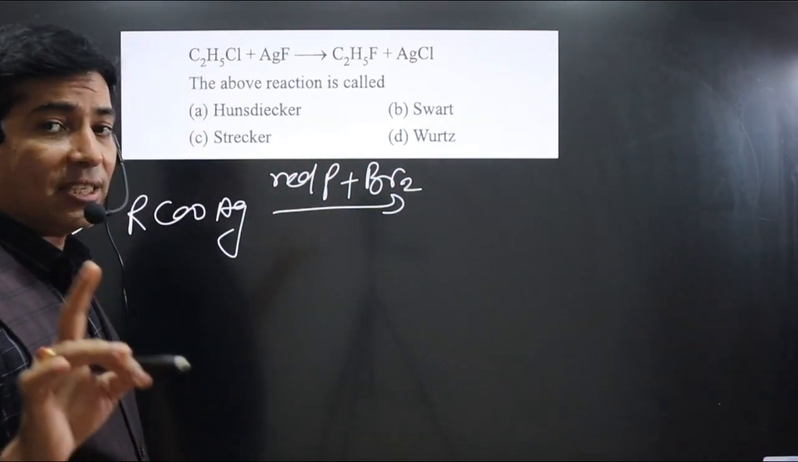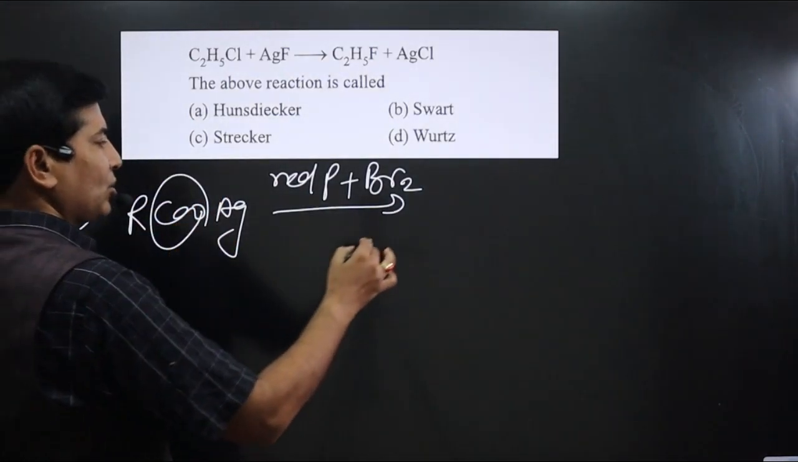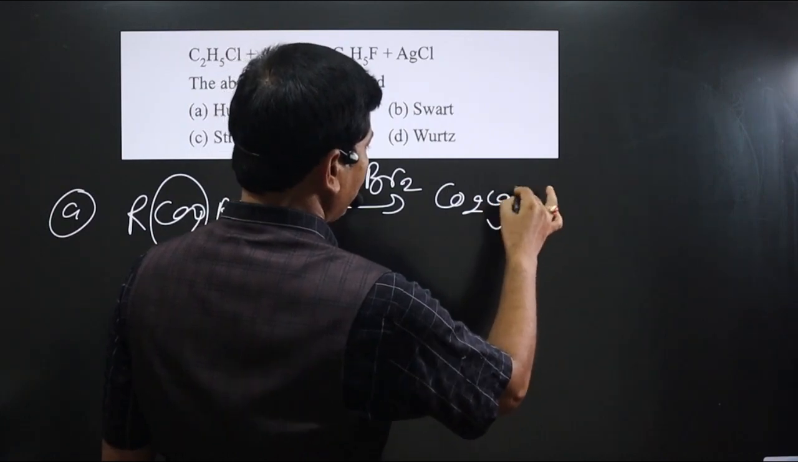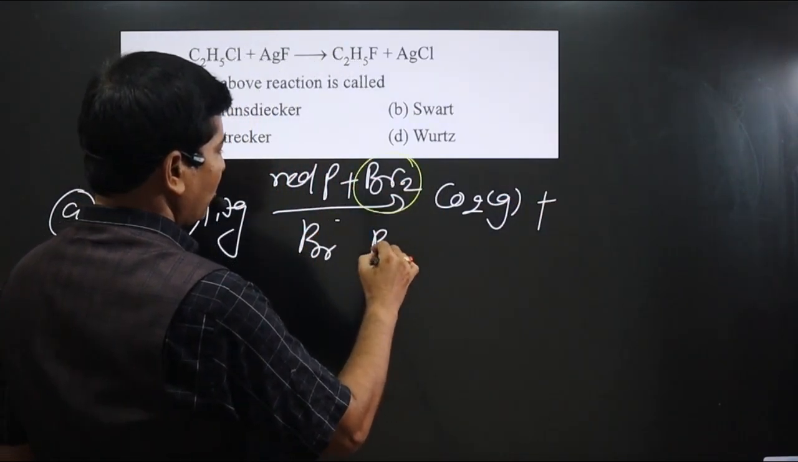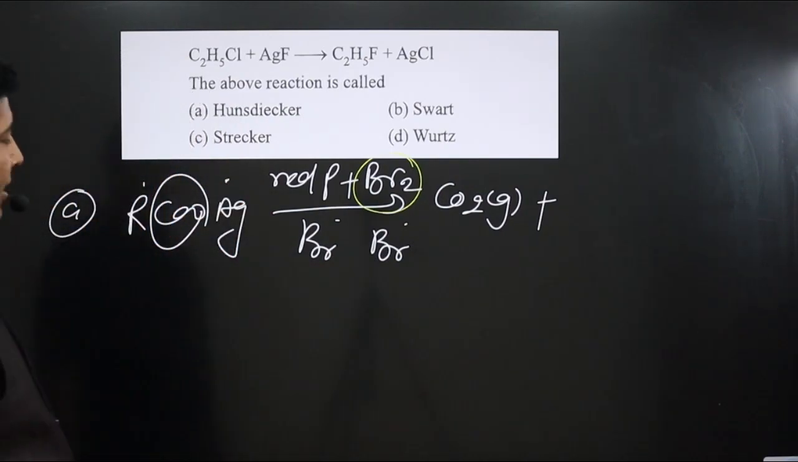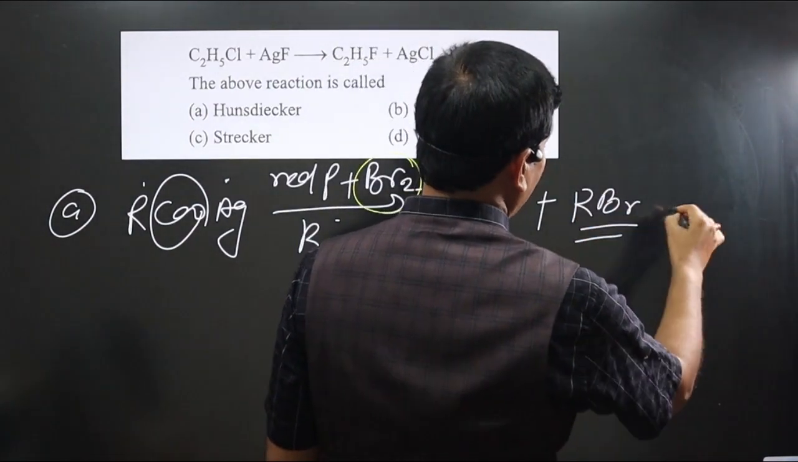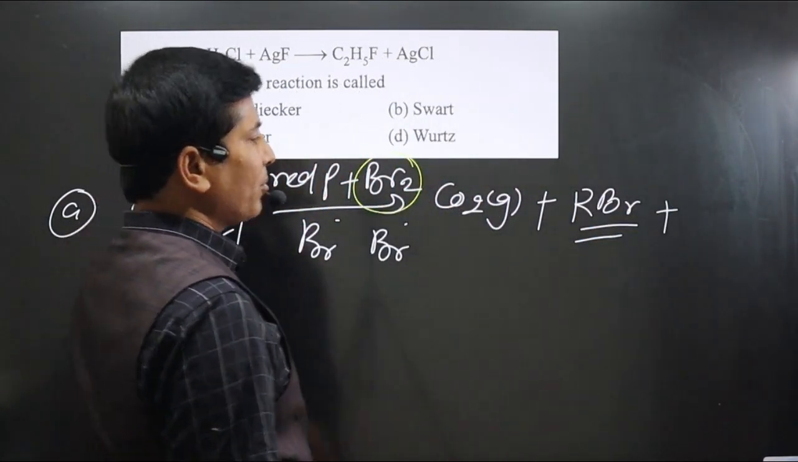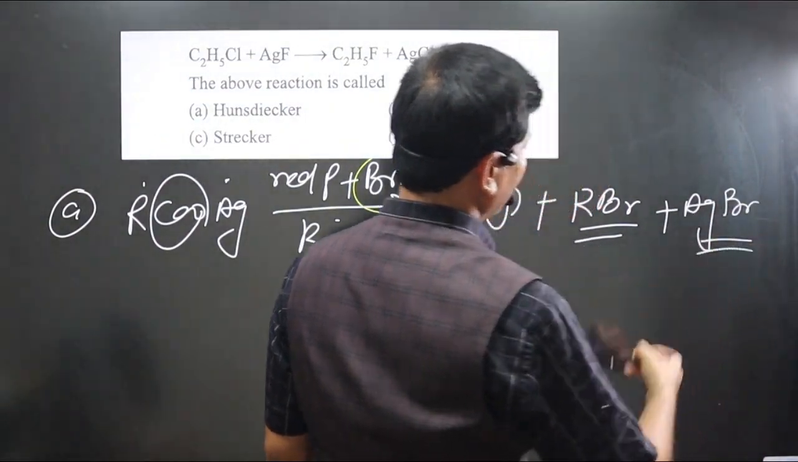Keep in mind this reaction takes place via a free radical mechanism. To support the entropy, the CO2 in the form of gas will escape, and from here we get two Br dot. Here we got Ag dot and R dot. So R dot will combine with Br dot to give RBr, the alkyl halide, and Ag dot will combine with another Br dot, so we get AgBr. So this is the reaction we have.